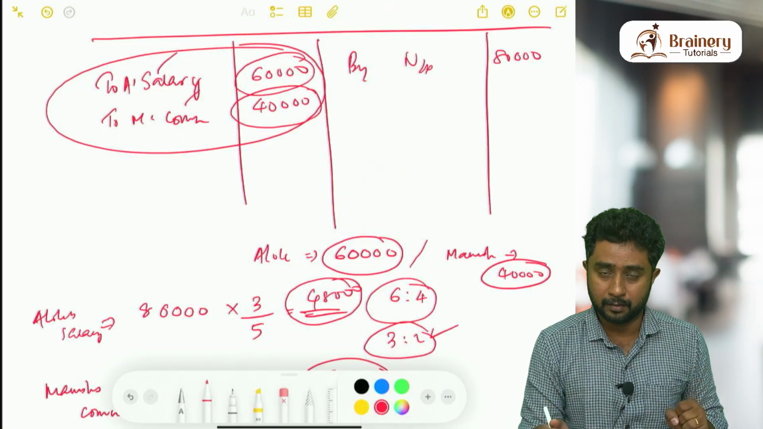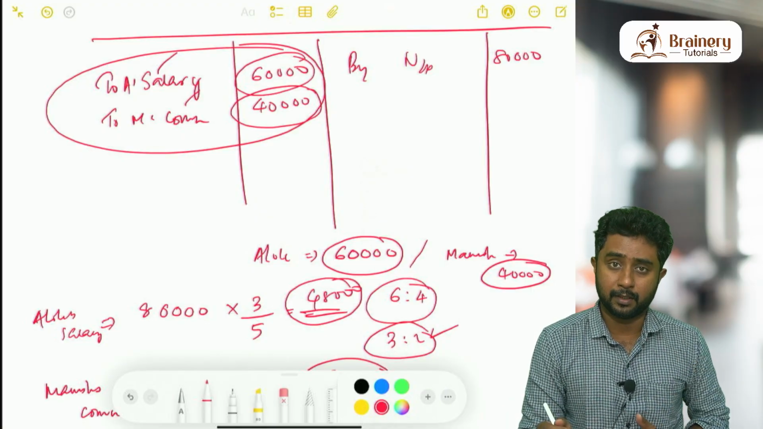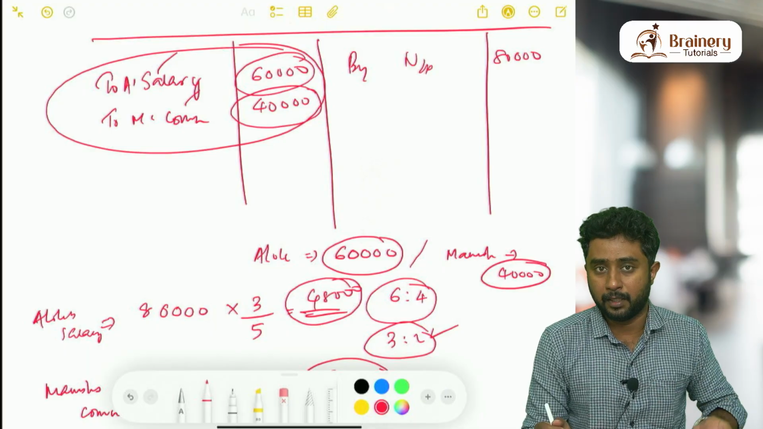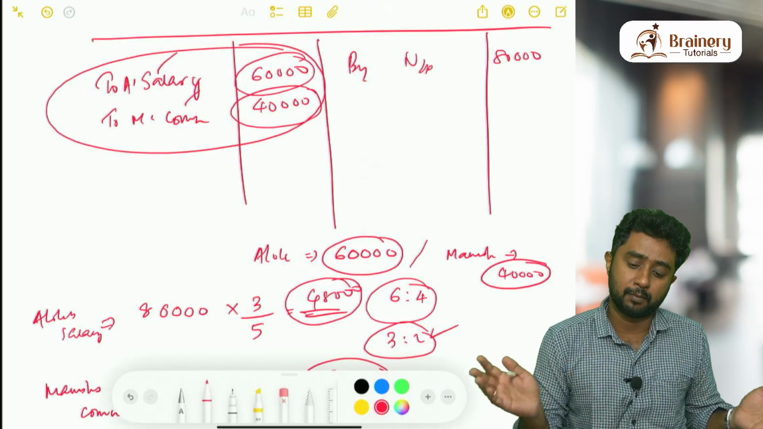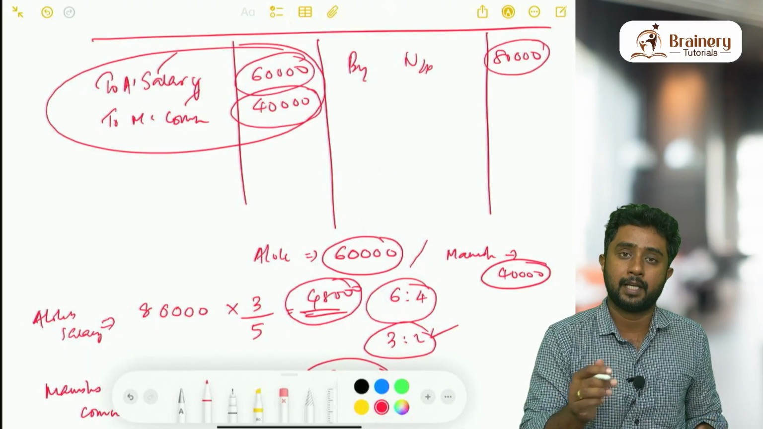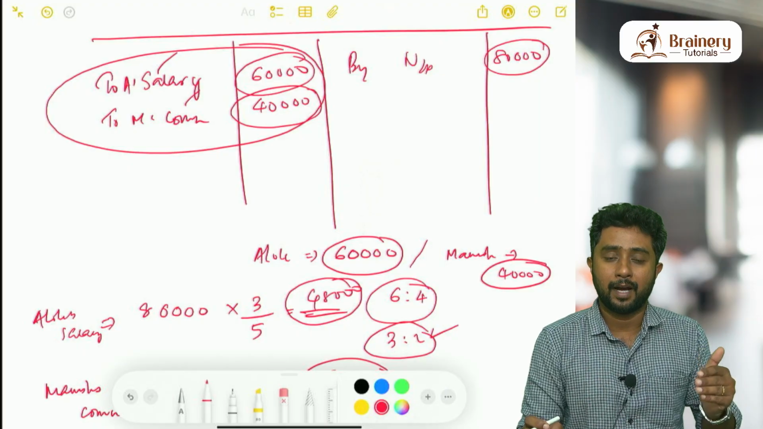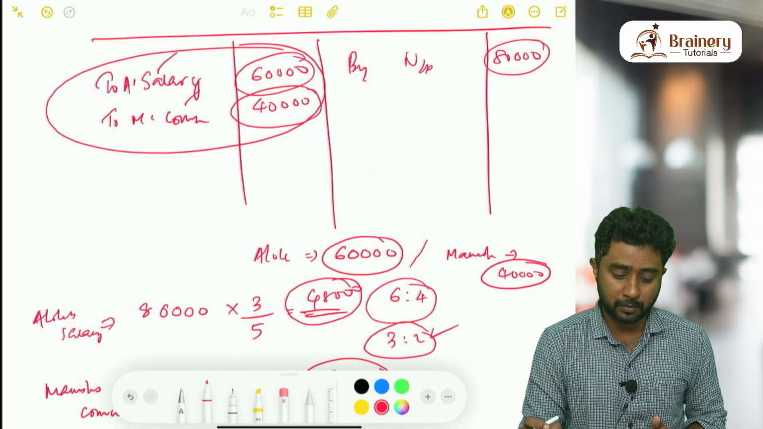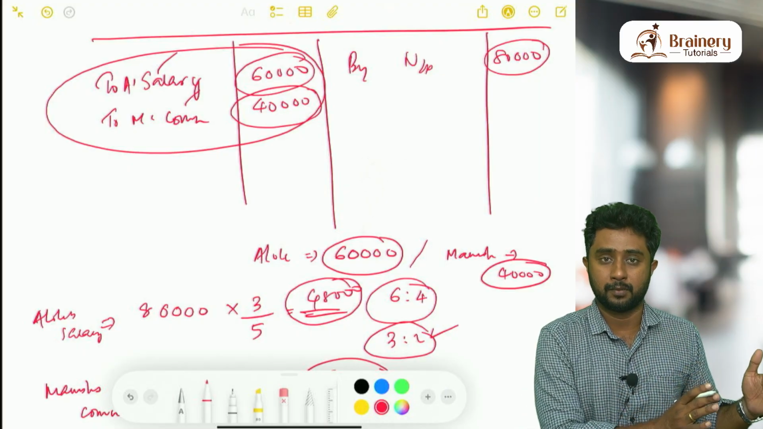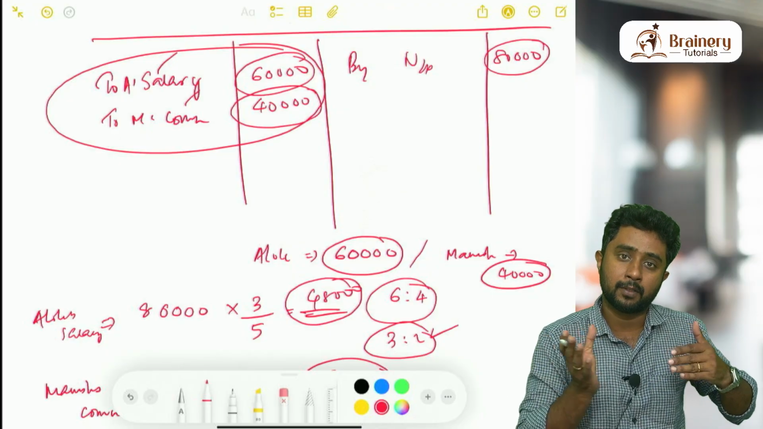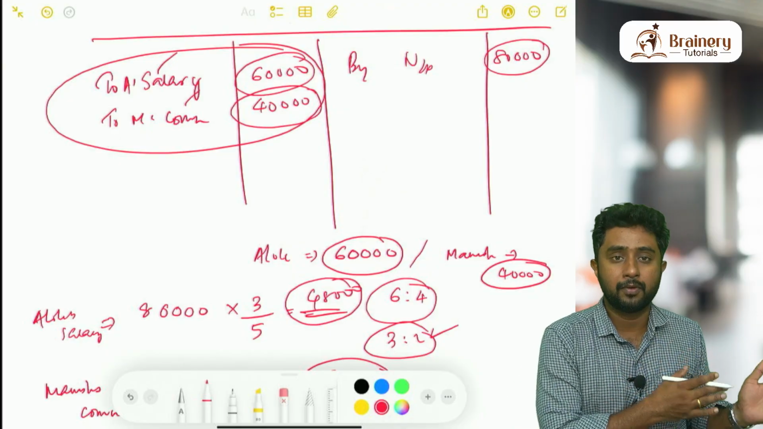There are two partners, they need 60,000 and 40,000 from the profit, but the profit is not available. So in which way can they split the profit? The entire profit they can split according to the amount that they are supposed to receive. So if A is supposed to receive more, A will take the majority of the profit in the name of salary.